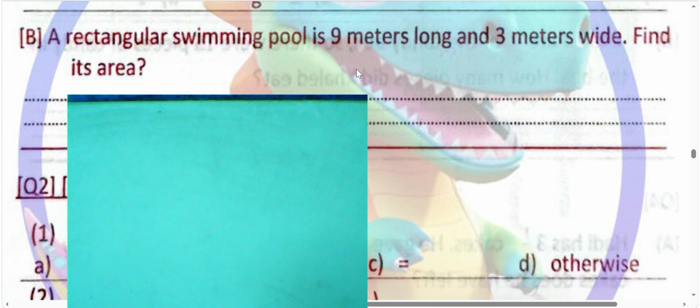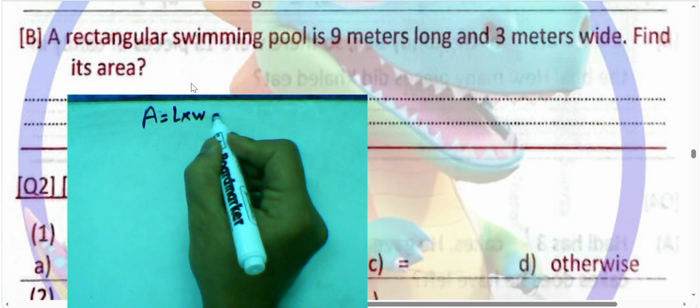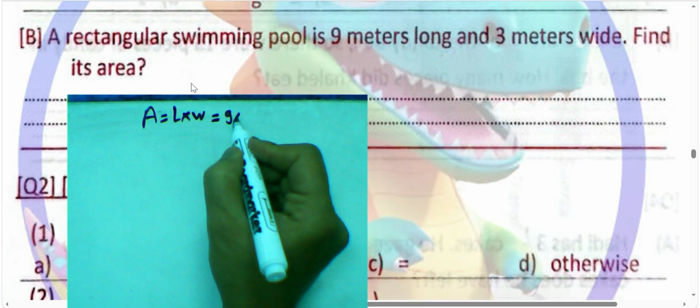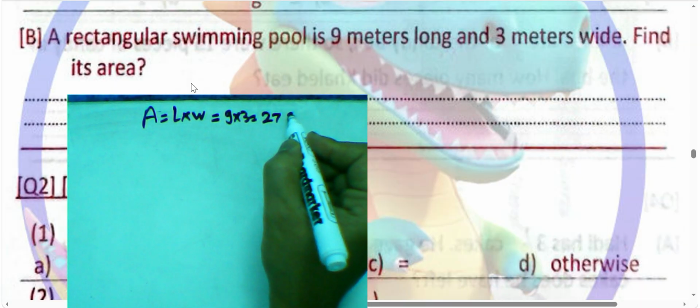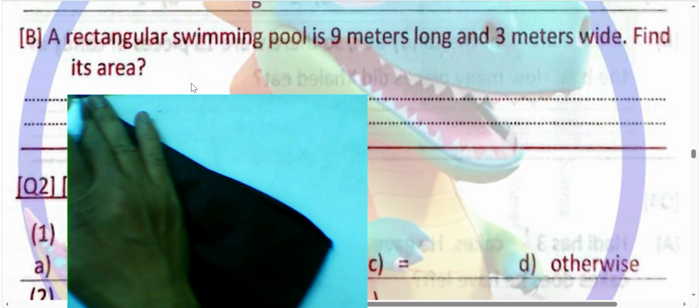A rectangular swimming pool is 9 meters long and 3 meters wide. Find the area. We can find the area: length times width, 9 times 3 equals 27 square meters. The area will be 27 square meters.